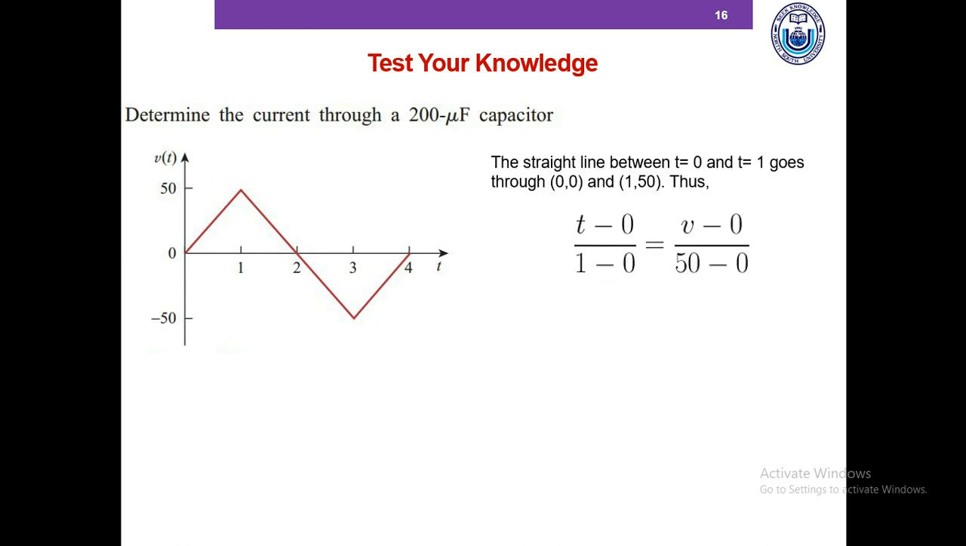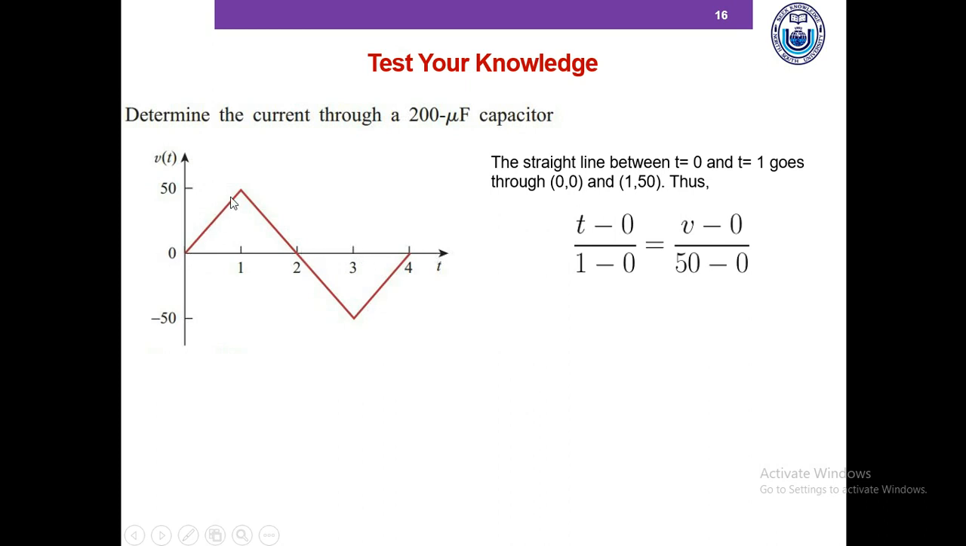Hopefully you've been able to solve this. The voltage graph here is given, the capacitance is given. We know I is equal to C dV/dt, but there is no easy way to differentiate a graph. So here we convert this graph into an equation, and then we can determine the current. This is a piecewise linear curve, which means it's composed of several straight lines. One exists from 0 to 1, another from 1 to 3, and the third from 3 to 4.